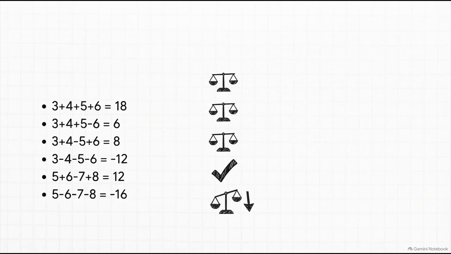odd number? So if you sit down and systematically list out the different combinations, you're hit with this totally wild pattern. Just look at these results. 18, 6, 8, -12, +12, -16. It doesn't matter how you jumble up the addition and subtraction. Literally every single result, even the negative ones, is an even number.